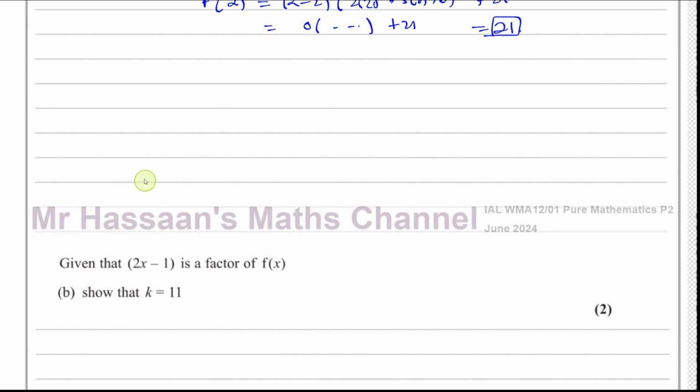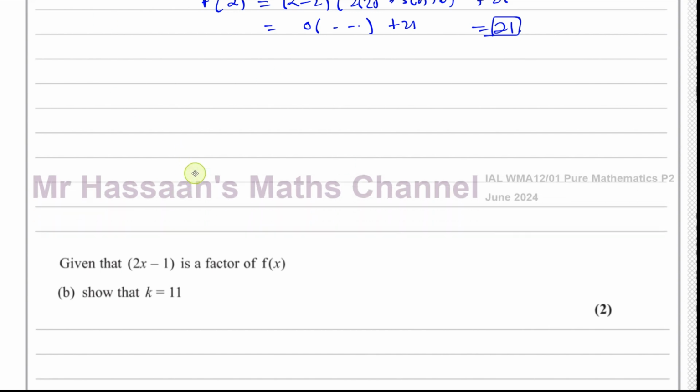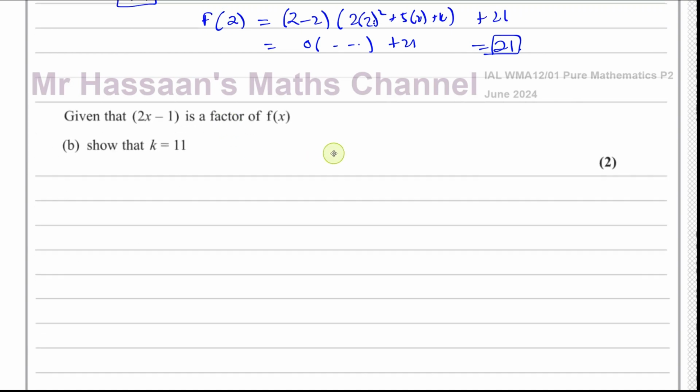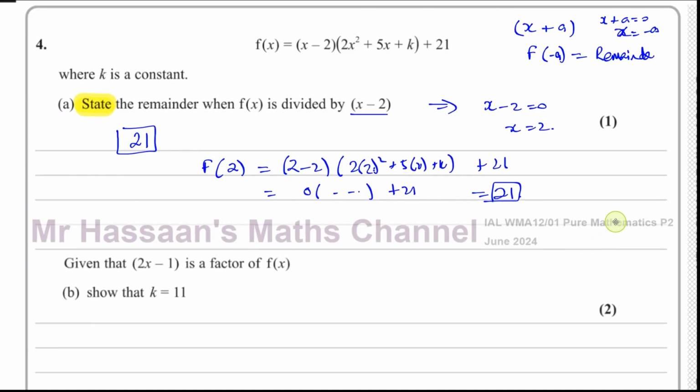Right, now for part B, it says, given that 2x minus 1 is a factor of f of x, show that k is equal to 11. So now here, we know that 2x minus 1 is a factor. Now, something is a factor of an expression when the remainder is equal to 0. So we can find the remainder as we learned earlier.